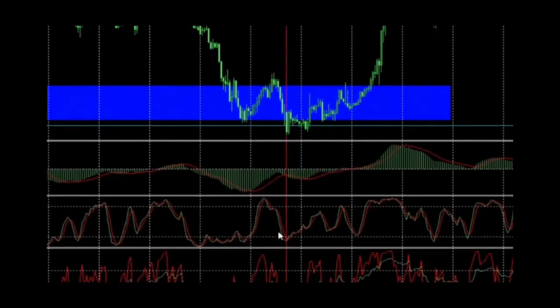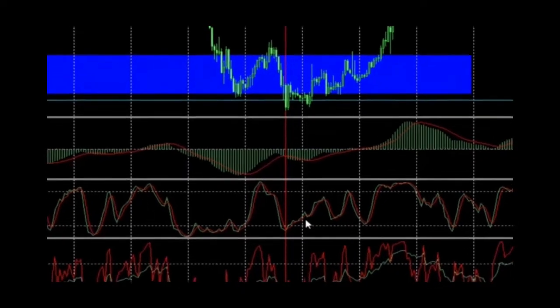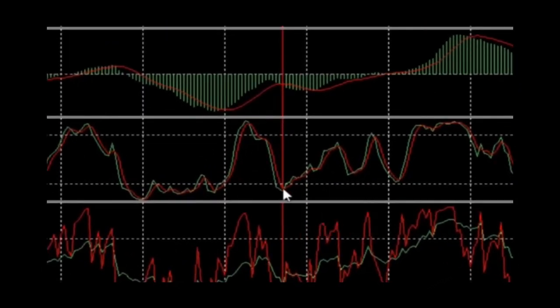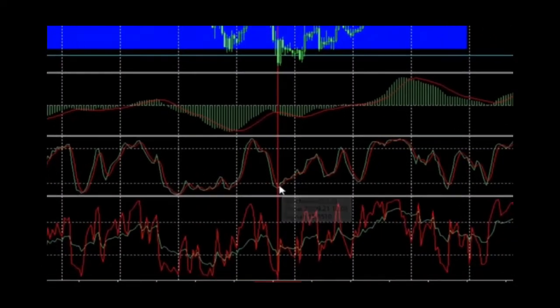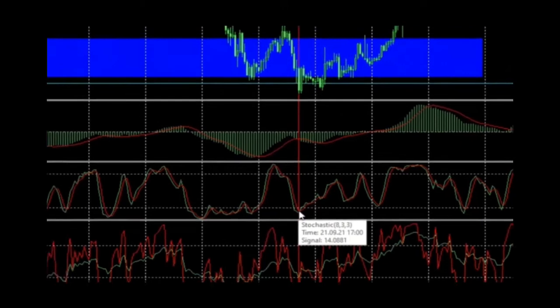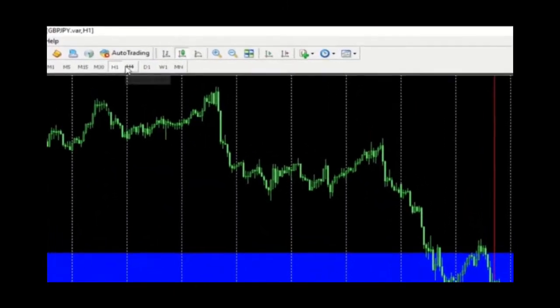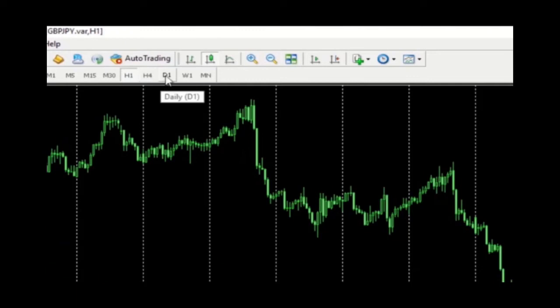Another tool that I like to use is the stochastic here, okay? The stochastic needs to be under 20 if it's a buy, or above 80 if it's a sell. And it needs to be under 20 on the exact time frame that you're about to take the trade. In this example, this is the GBP JPY on H1. The stochastic needs to be under 20 on H1. But here's another thing. The stochastic needs to be under 20 on H1, but also on H4 and daily if it's an H1 trade, M30, M15, and M5.